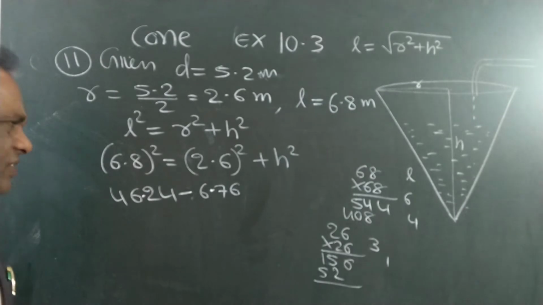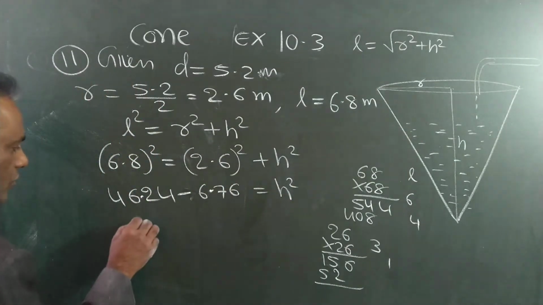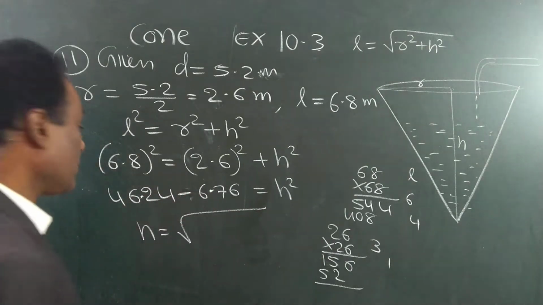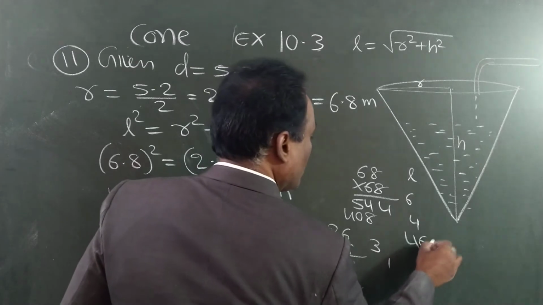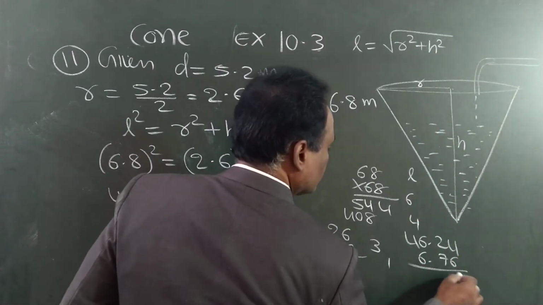Take it to the left side, minus. You know the simplification. It is equal to h square. If you remove the square, we will get root. So h is equal to root of this minus this, you have to subtract: 46.24 minus 6.76.